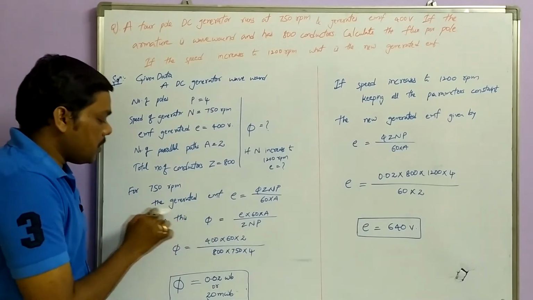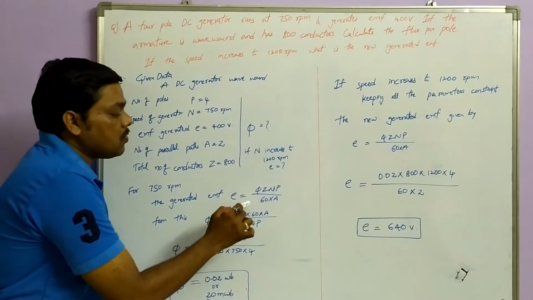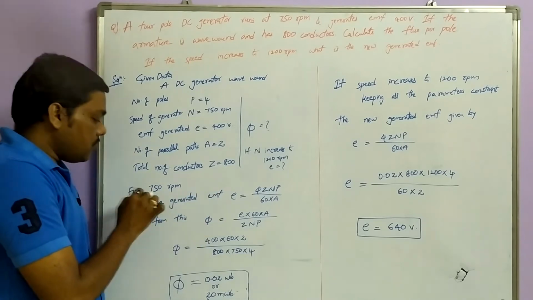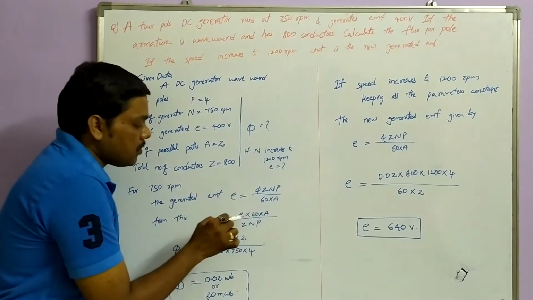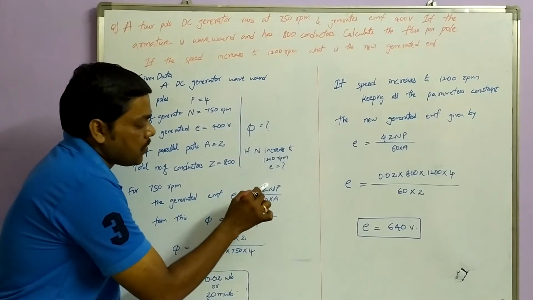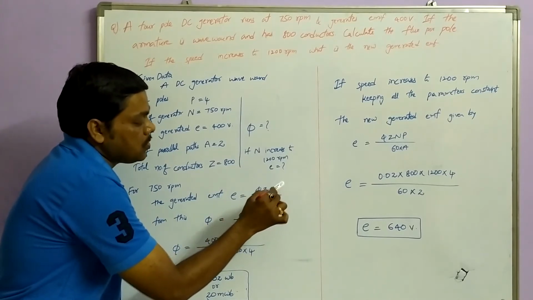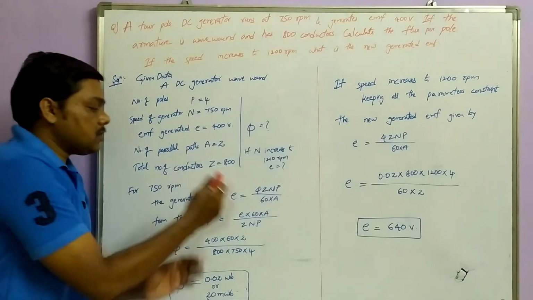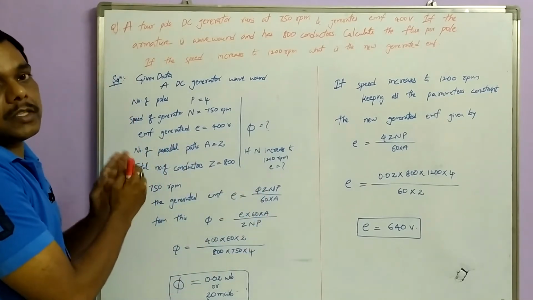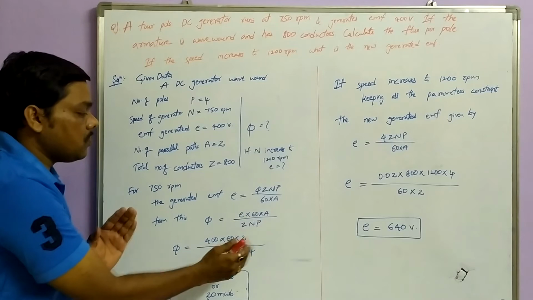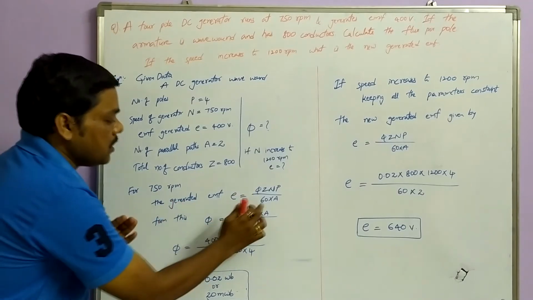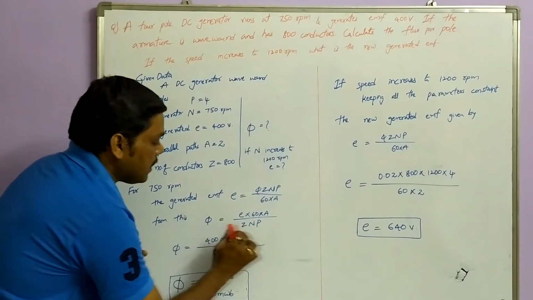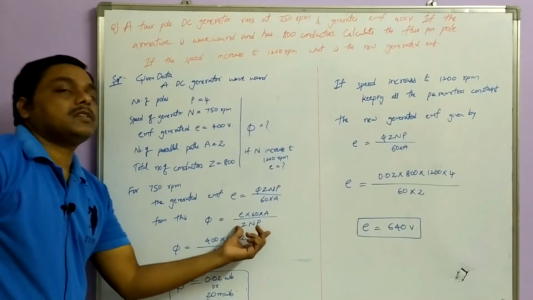At 750 rpm, the generated EMF is equal to phi Z N P by 60A. Now you observe for 750 rpm, we have the data for generated EMF, number of conductors, speed, poles, parallel paths, except flux. Let us take this flux, the unknown parameter, to the left hand side. Now what is the change in the formula? So phi equals E into 60 into A by Z N P. Now we can directly calculate flux using this formula.